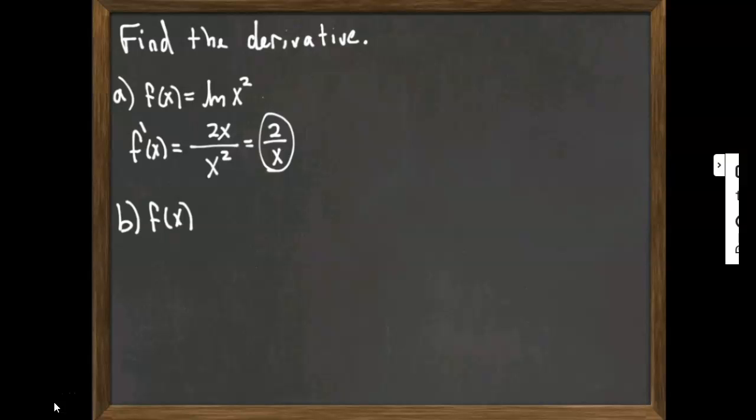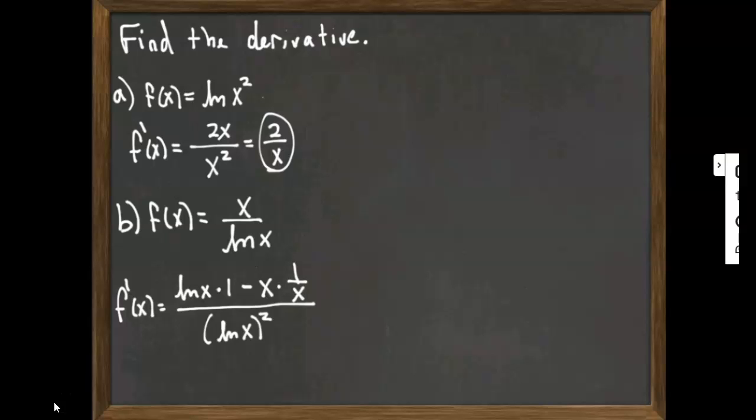Now, let's consider a second example here. What if we have x divided by ln of x? Well, that's a quotient, so nothing new. We're going to use the quotient rule. That'll be bottom, ln of x times derivative of the top, minus the top, x times the derivative of the bottom, all over the bottom squared.